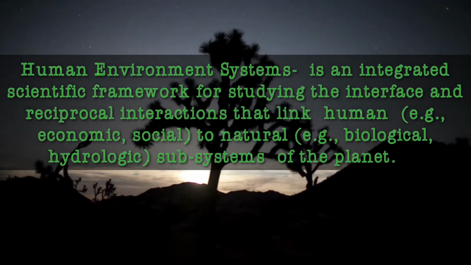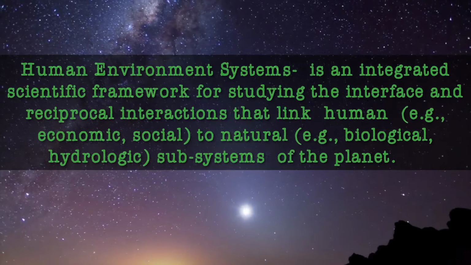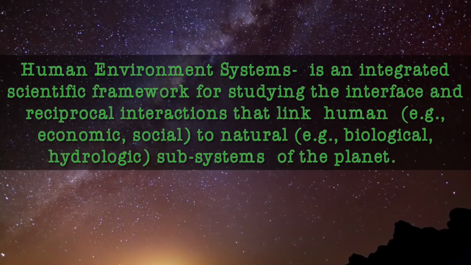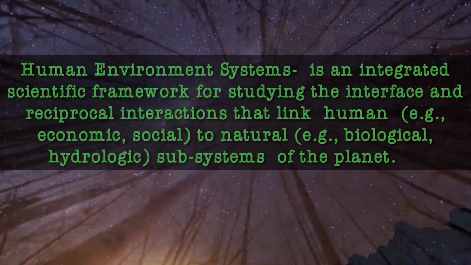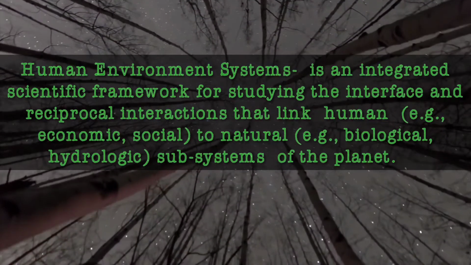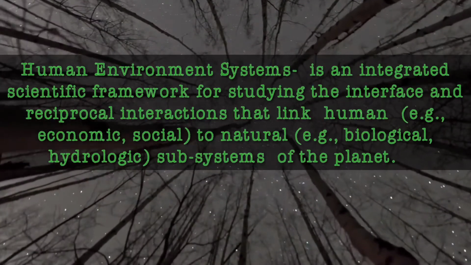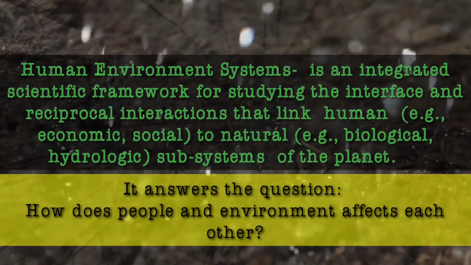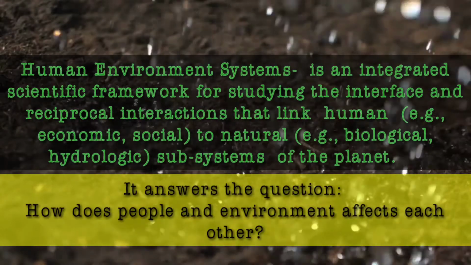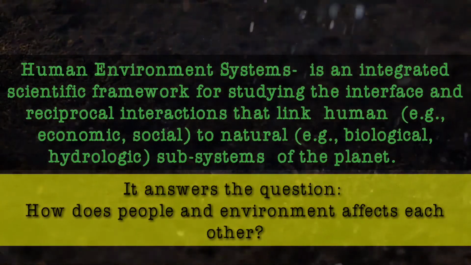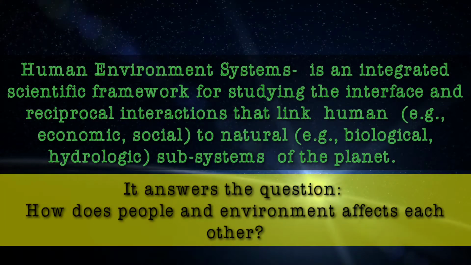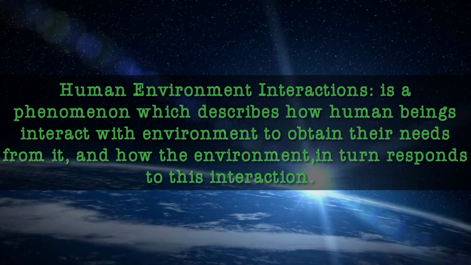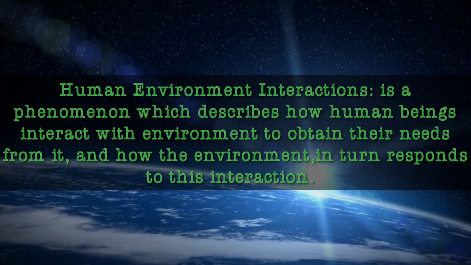Human environment systems is an integrated scientific framework for studying the interferences and reciprocal interactions that link human, for example economic and social, to natural, biological, hydrologic, and other subsystems of the planet. It answers the question, how do people and the environment affect each other?